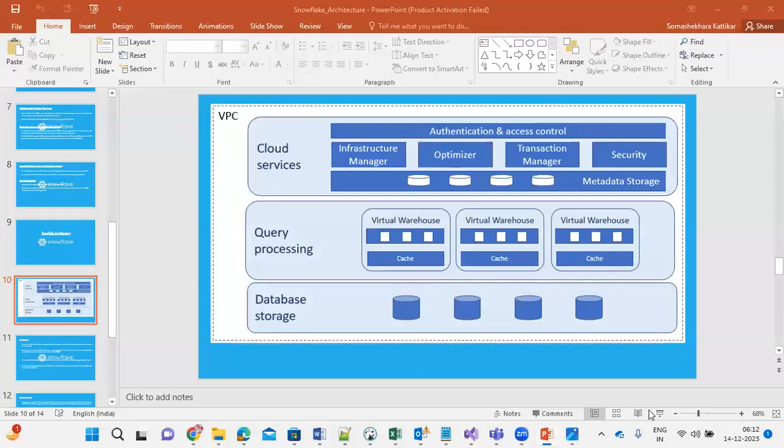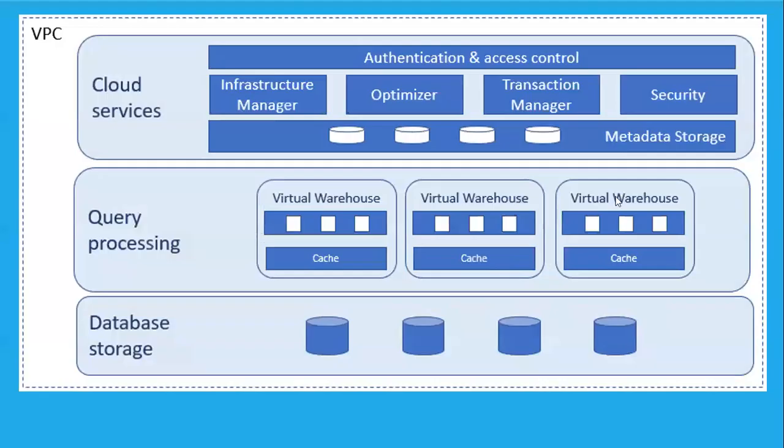Yeah, we will discuss the Snowflake architecture. So this is the Snowflake architecture. We have three layers. One is the cloud services layer, another one is the query processing layer, another one is the database storage layer. We'll discuss one by one.